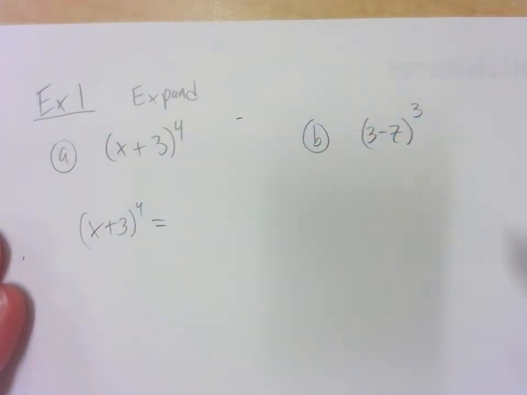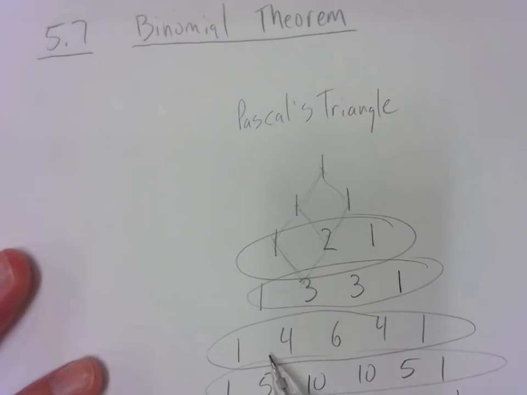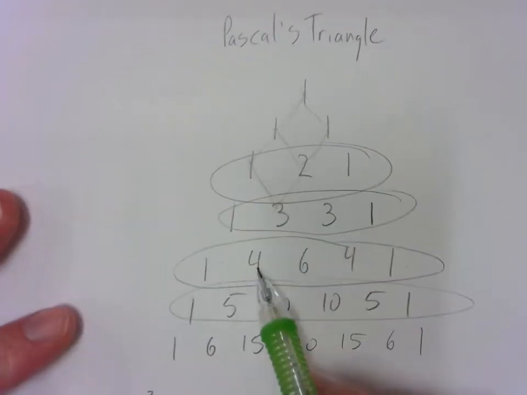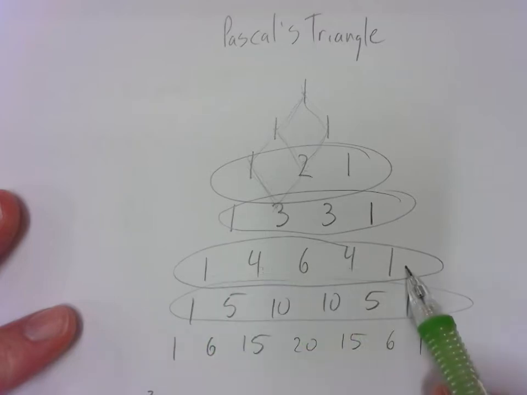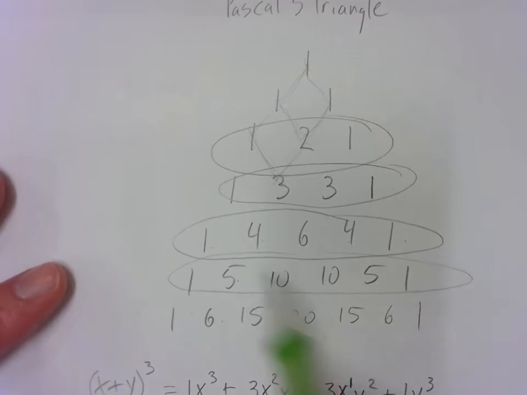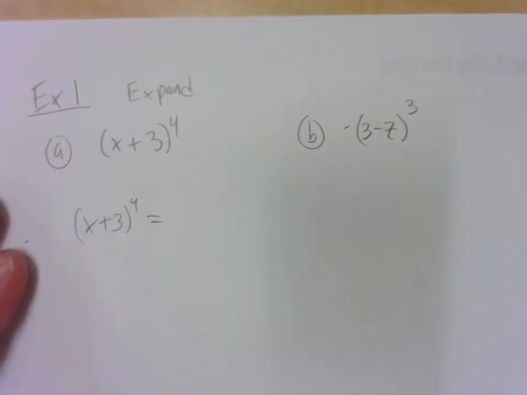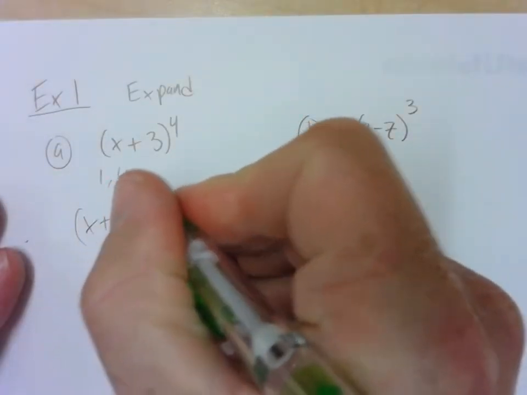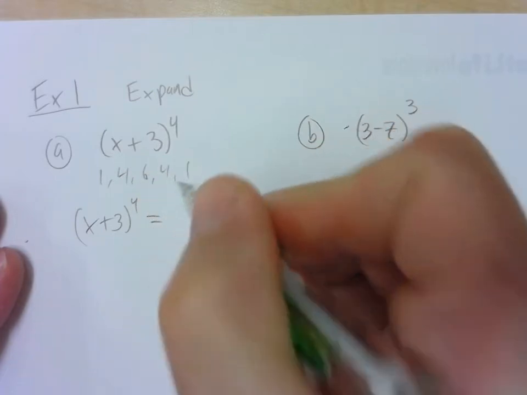Now I need the coefficients, so I've got to get my paper back here again. You use the row with the 4 in it, right? It's the fourth power, so you look at the row with the 4. It's 1, 4, 6, 4, 1. If it's the fifth power, you use the 5. If it's the sixth power, you use the row with the 6. So it's 1, 4, 6, 4, 1. I'm going to write that above here. 1, 4, 6, 4, 1. Those are all my coefficients.